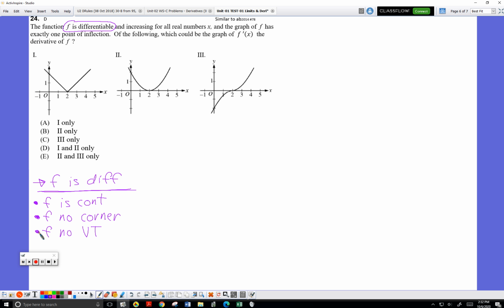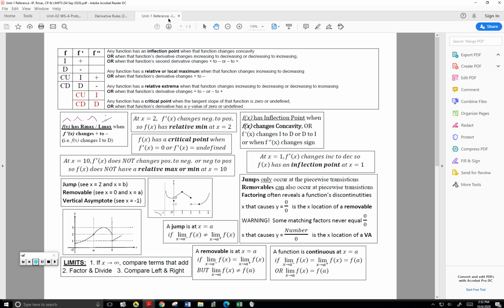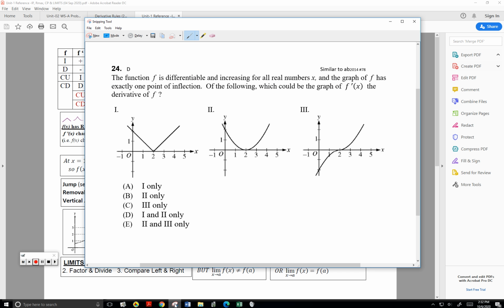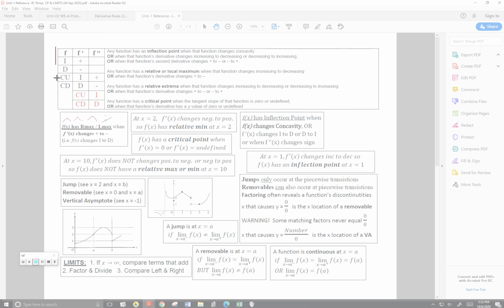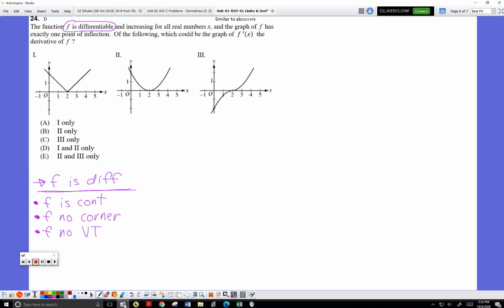Cool, keep going. And increasing, so F is increasing. That's kind of screaming at us to have Danica's chart. Let's copy that over. So F is increasing. Graph of F has exactly 1 point of inflection.